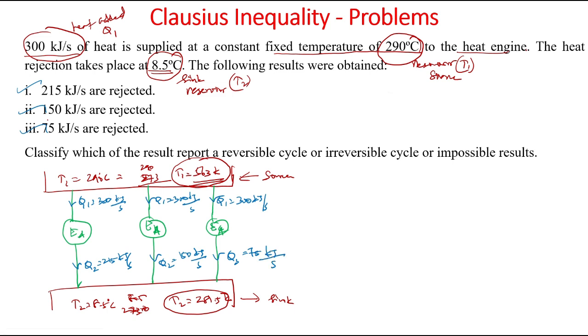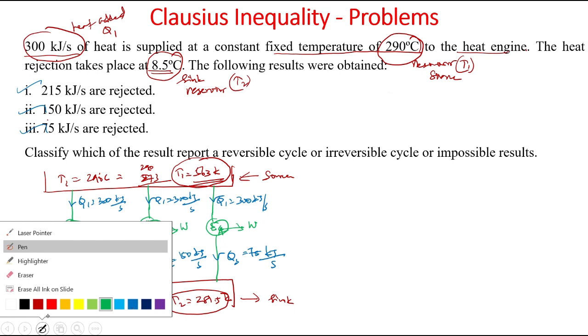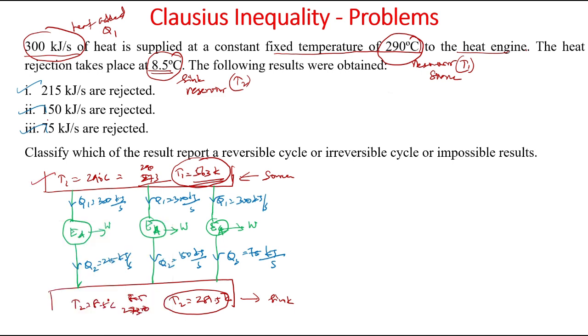All the engines are capable of doing some work. The engine is the same, but the heat rejection is different. Please note that the source temperature is the same, the sink temperature is the same, and the heat addition is the same in all the cases. The only difference is the heat rejection. Now we find which of these three is possible, irreversible, or impossible, or whether all three are irreversible. We are going to find that.